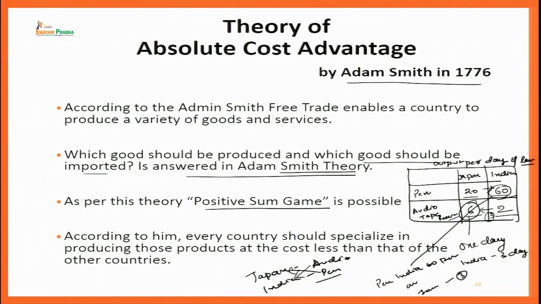According to him, every country should specialize in producing those products at a cost less than that of the other country. This is what we try to figure out on the basis of this example, that if they are investing this much, they could produce 20 pens on a daily basis, and how much cost it is going to be for them to bear has to be analyzed well in advance, which is going to be effective for that country to export the commodity.